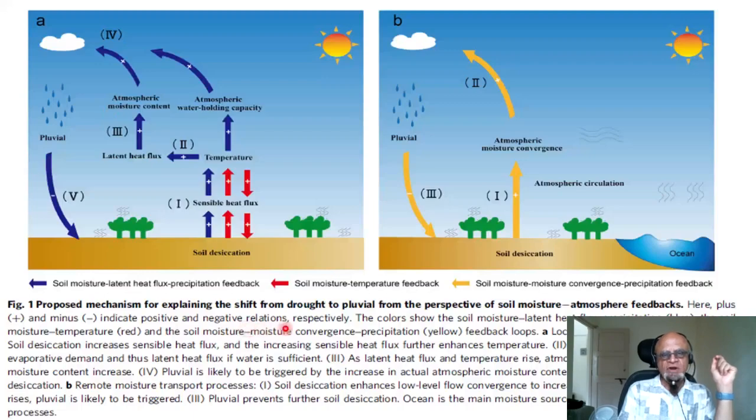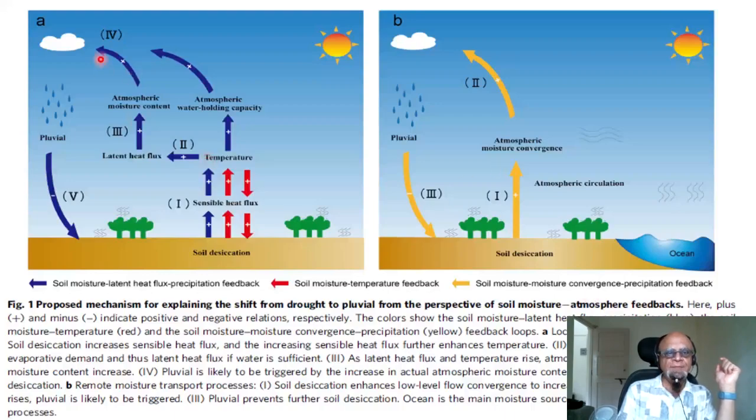Proposed mechanism for explaining the shift from drought to pluvial from the perspective of soil moisture atmosphere feedbacks. Here, plus and minus indicate positive and negative relations respectively. The colors show the soil moisture latent heat flux precipitation in blue, soil moisture temperature in red, and soil moisture convergence and precipitation in yellow. So those are the feedback loops. Local moisture transport processes, so you can see soil moisture latent heat flux precipitation feedback in the blue, soil moisture temperature feedback in the red, and soil moisture convergence precipitation feedback in the yellow.